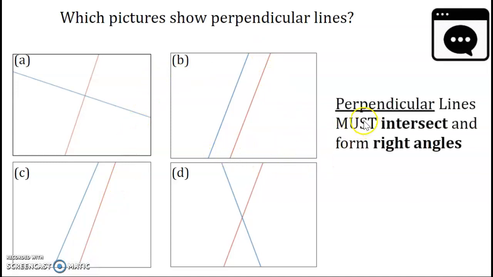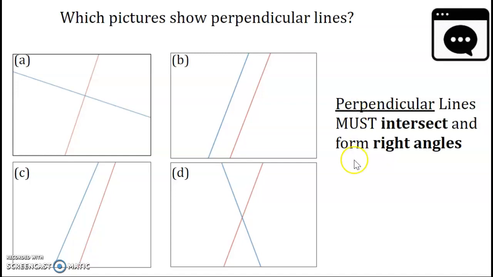Well, the correct answer is A. Why? Because perpendicular lines must intersect. Perpendicular lines intersect. That means they need to cross. So A and D both cross each other, but on top of that, they need to form right angles. And I think the common mistake is a lot of students mix up the perpendicular vocabulary with parallel.